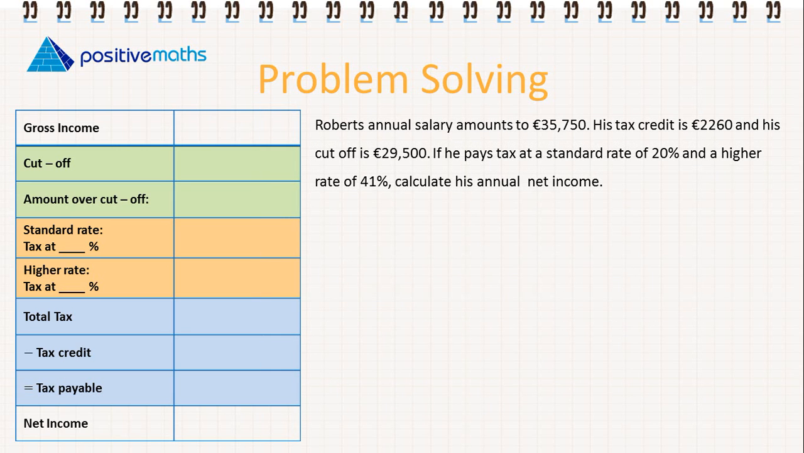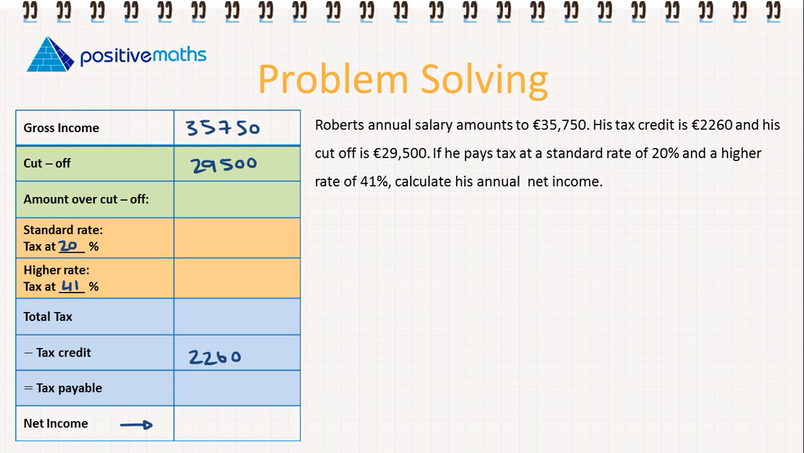So let's work through this example. The annual salary amounts to €35,750. His tax credit is €8,260, and his cut-off is €29,500. He pays tax at a standard rate of 20% and a higher rate of 41%. So we need to calculate his annual net income. As we can see, we have a lot of blanks in between our gross income and our net income, so there's a lot of other parts that we need to calculate first.